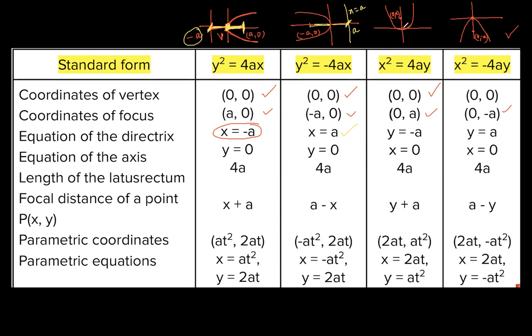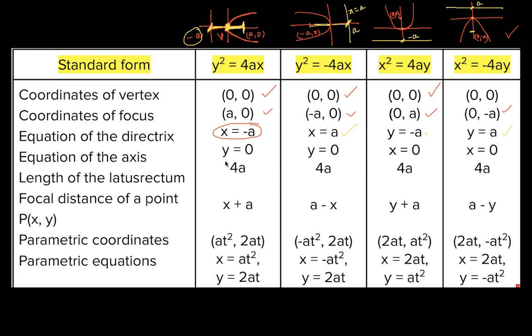Now, for the next third parabola, this will be a line like this way. It will cut the negative y-axis, so minus a, and that will be y equals minus a. Got it? Y equals minus a. And for this one above, this is your minus a, it will move up, so that is your a. So y is equal to a. Understand? So the equation of the directrix is fine for now.